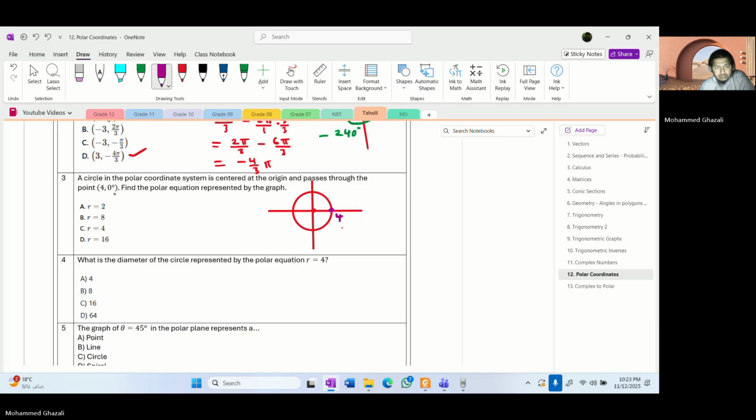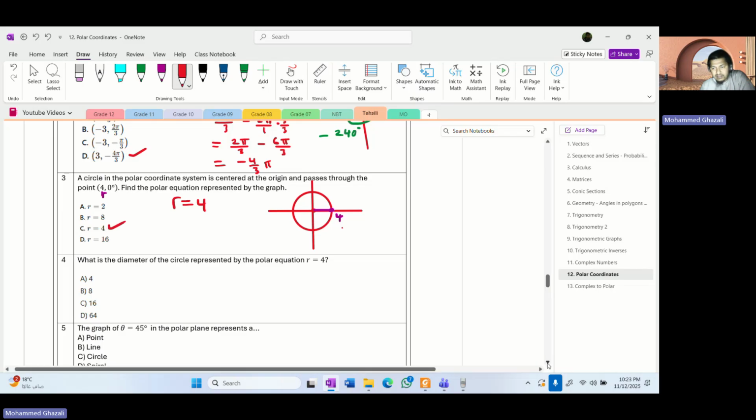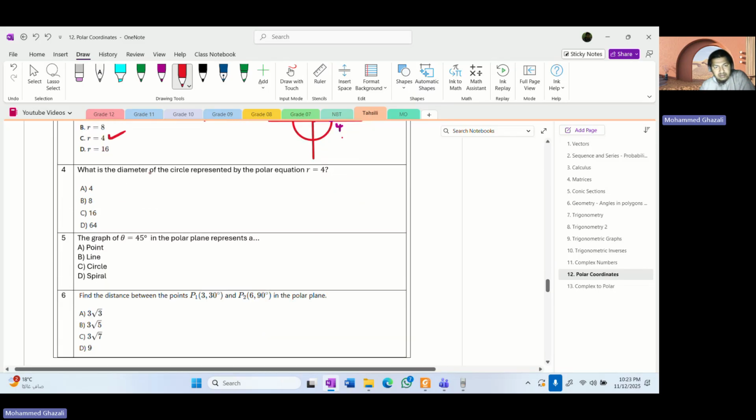Now, why did they put degrees there? Because on the x-axis, there is no inclination. That's why it just passes through 4. So that's a radius. This is r, right? Find the polar equation. Very simple. This is a circle equation with the radius 4. So r is equal to 4. That's it. Next one. What is the diameter of the circle represented by the polar equation r equals 4?